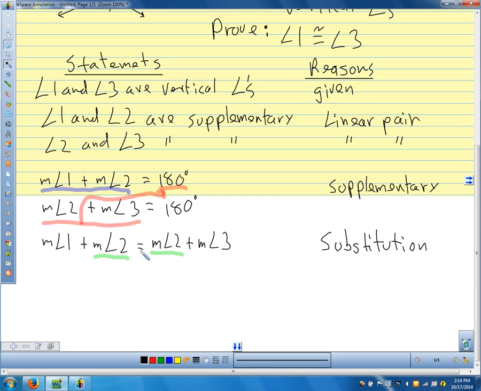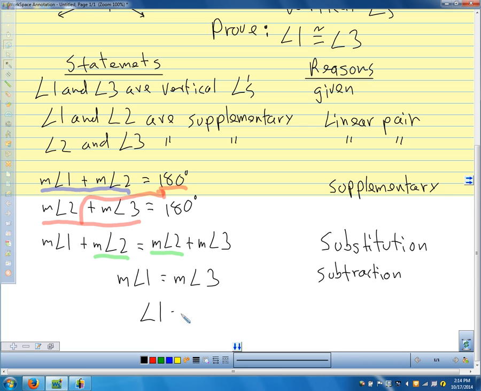So if I subtract the measure of angle 2 from both sides, I get the measure of angle 1 equals the measure of angle 3. And that's going to be subtraction. Well, isn't that, we're almost to what we were trying to prove, right? We were trying to prove that the angles were congruent. We said the measures are equal. Well, doesn't that let us say angle 1 is congruent to angle 3? Yeah? And what would we say our reason for that was?